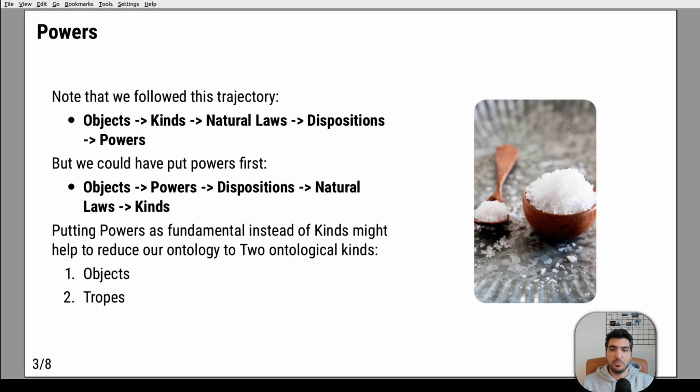It's okay. Both ways could work. And some people argue that this second form is better, because then we wouldn't need universals as fundamental, right? Because we can just define them. We can actually get rid of universals as an ontological category and then have only a two-category ontology. We can just say we have objects, we have tropes, and objects have powers. And then from there, get the dispositions, natural laws, and kinds out of it. These are two different ways of looking at it.